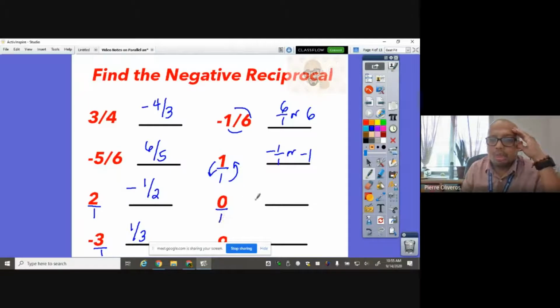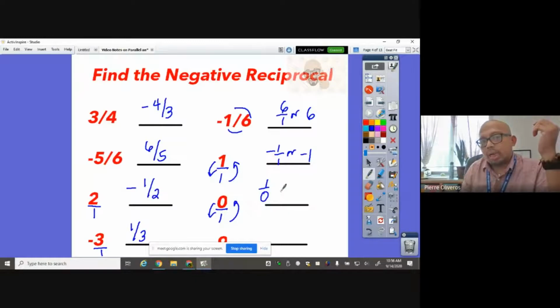0 has a 1 here. 0 is not positive or negative. And also the 1 can go up, the 0 goes down. So that becomes 1 over 0. And every time we have a 0 in our denominator, that's going to be undefined.